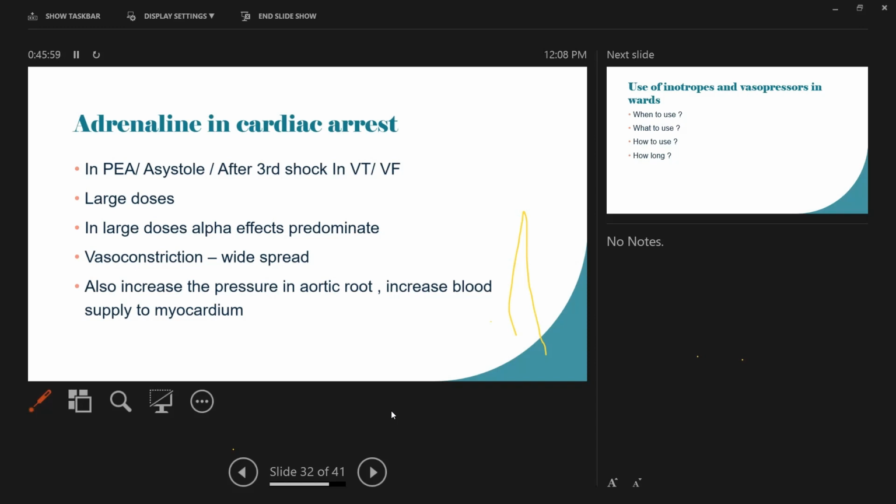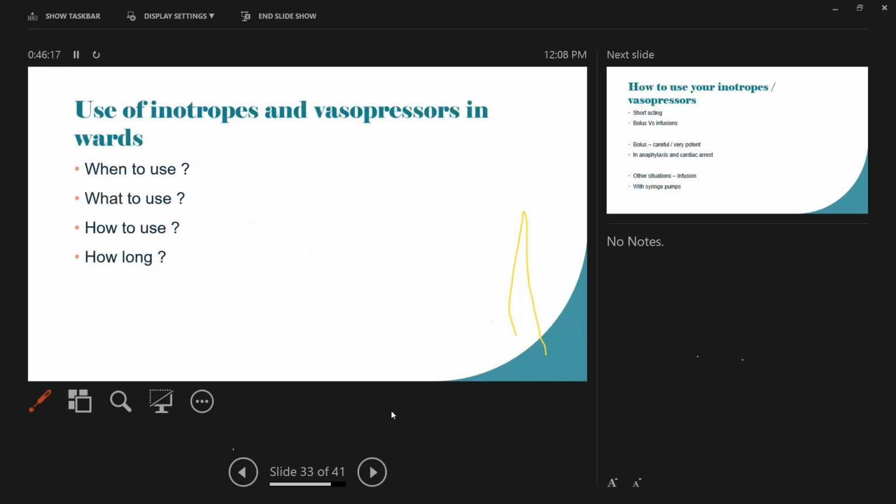So that is how you select your inotropes or vasopressors in patients who are critically ill, and until you transfer to an ICU or HDU, you're going to select your inotropes depending on the pathology the patient is having. So we were talking about when to use and what to use, and then how to use and how long to use. We'll just have a look.